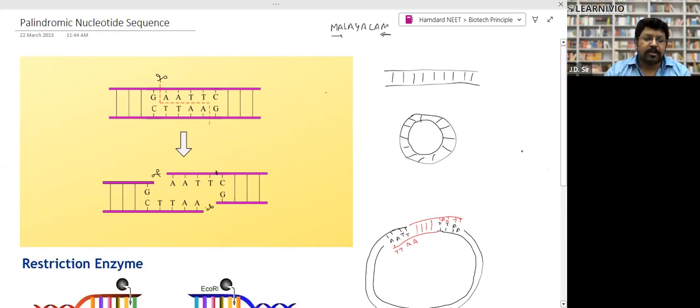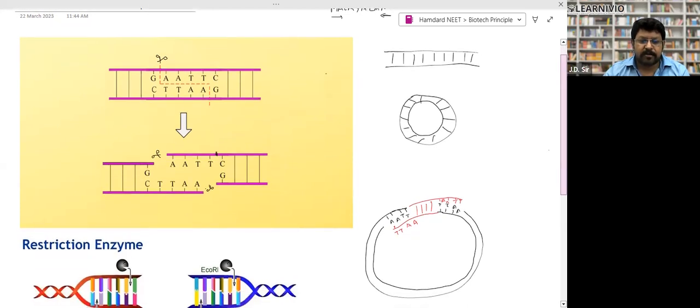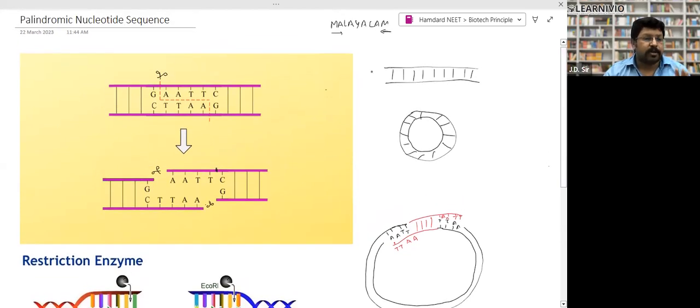Look, what is the benefit of this one? Why do we use the same restriction endonuclease to cut down this DNA and to cut down the vector, meaning the plasmid? Why do we use the same thing?